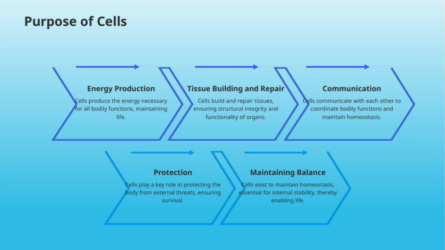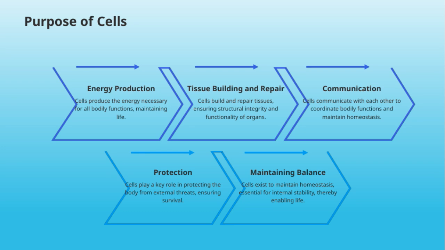First, cells are essential for maintaining balance within our bodies. This concept, called homeostasis, is all about keeping our internal environment stable, which is crucial for our survival. Without this balance, our bodies wouldn't function properly. Next, cells play a vital role in protection. They help defend us against external threats like pathogens and injuries, acting as the body's first line of defense. This protective function is key to staying healthy and avoiding illness.